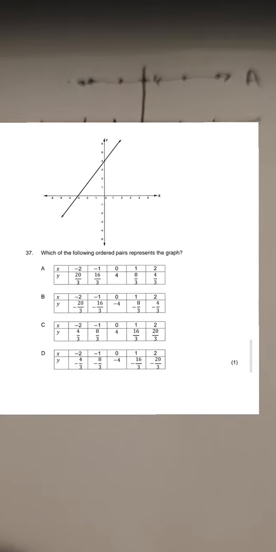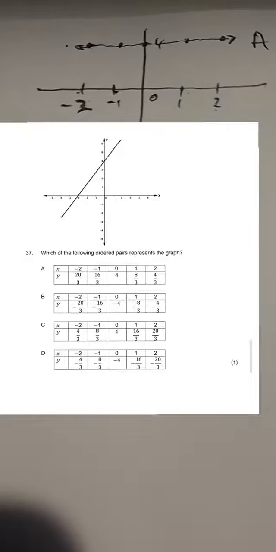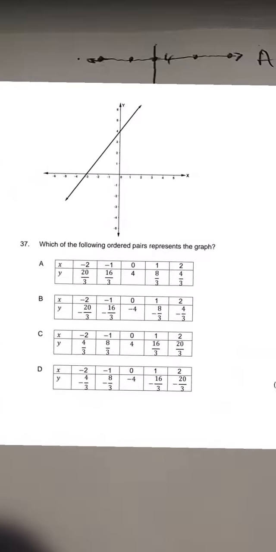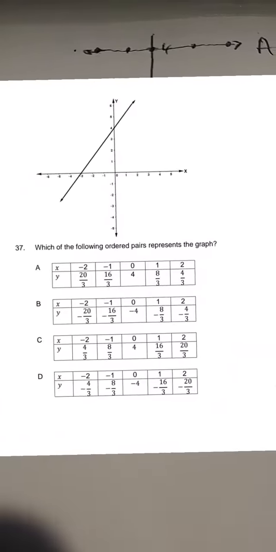Question 37 is saying, grade 9s, which of the following ordered pairs represents the graph? Which of the following ordered pairs represents the graph? So let's make this a little bit bigger.